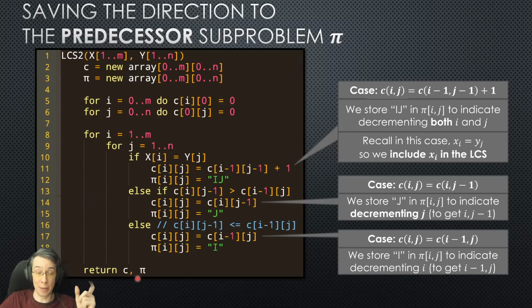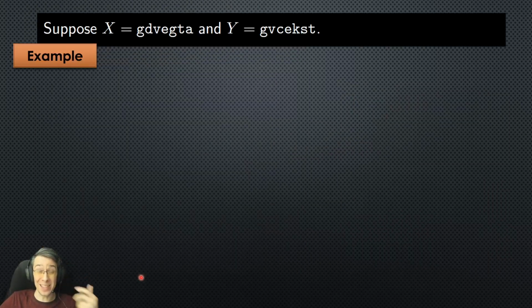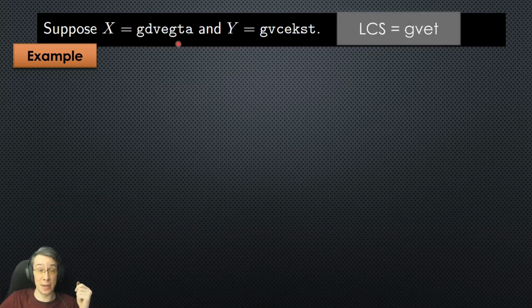So both tables get returned, and that way, when we want to do our backtracing, we can pass both of those tables to the backtracing, and pi will help us figure out how to backtrace. Okay, so let's see an example of how we would actually run this backtracing algorithm. So suppose we have 2 strings, x and y, and we've reasoned about these strings before. We've reasoned that GVET should be the LCS of these 2 strings.